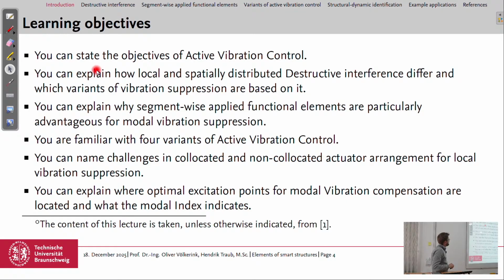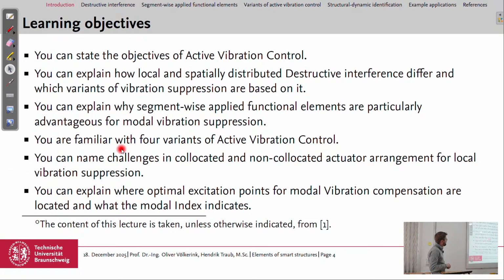First learning objective is that you can state the objectives of active vibration control. You are able to explain how local and spatially distributed destructive interference differ and which variants of vibration suppression are based on it. Then you can explain why segment-wise applied functional elements are particularly advantaged for modal vibration suppression, why we can't put just one large actuator on the structure and use it for vibration suppression.